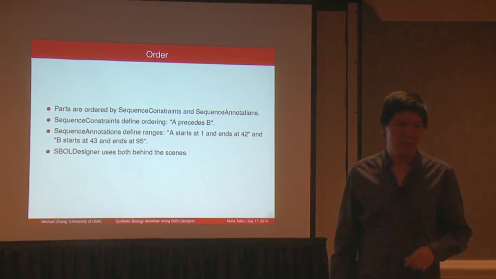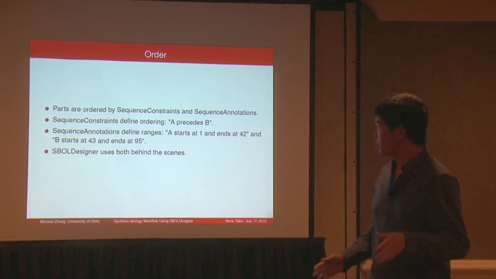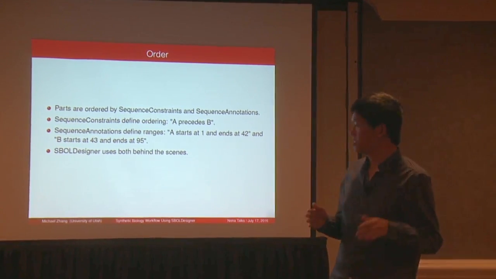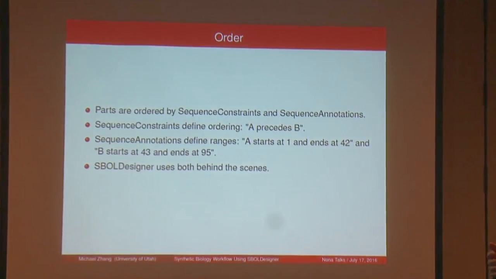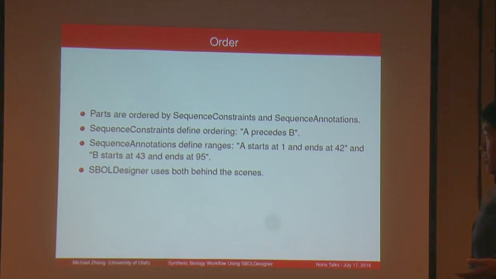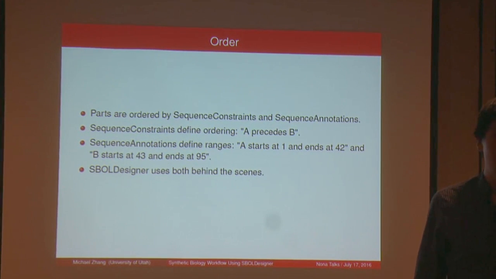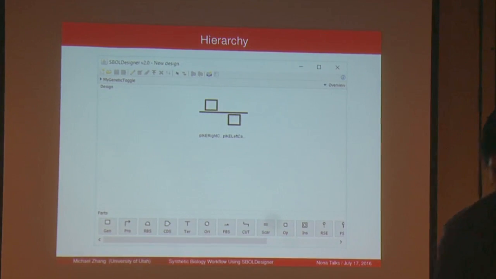A big change with the backend data model, again, was sequence annotations. So now parts are ordered on the canvas using sequence constraints and sequence annotations. So sequence constraints define primitive ordering, like part A precedes part B, and then sequence annotations define ranges. So you can say part A starts at this nucleotide and ends at this nucleotide. So I use both in the implementation for SBOL Designer, but again, you don't have to worry about it. They just are ordered that way.